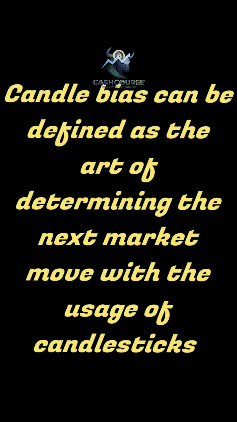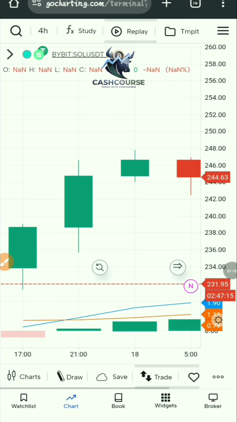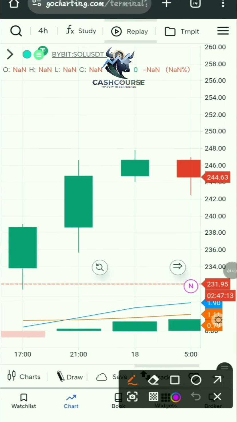Candle bias can be defined as the art of determining the next market move with the usage of candlestick patterns. All right, let me break it down for you to understand. As we all know, every candlestick has a range. What I mean by every candlestick has a range is every candlestick has an open, a low, a high, and a close. We've discussed this in our previous videos, right?